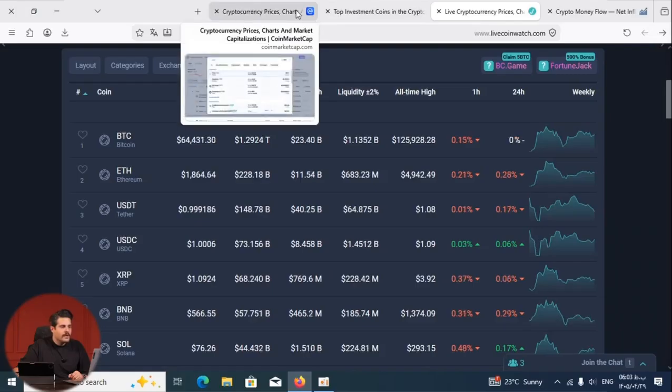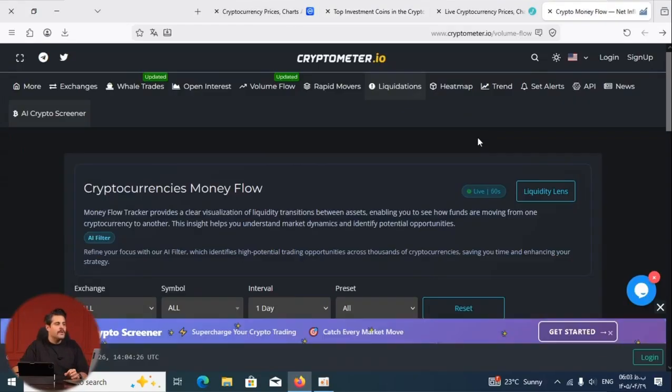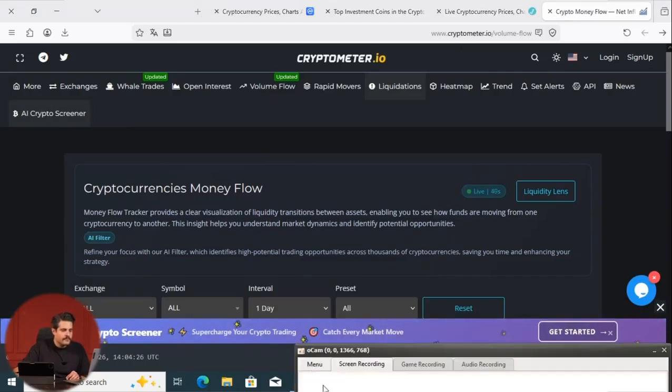Now, one by one, I'll take the coins that are in daily trending positive and daily trending negative on the Quantify Crypto website, and one by one, I'll go to another website called cryptometer.io. In Cryptometer, I have an option at the top of the page that says volume flow. I'll click on this volume flow.